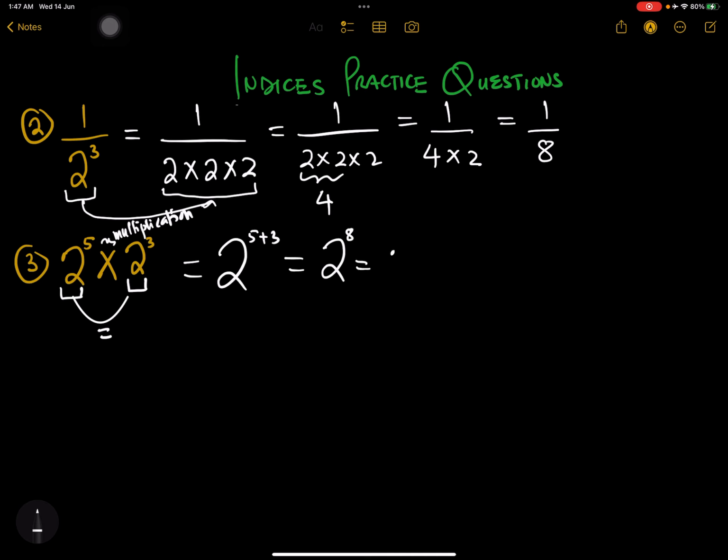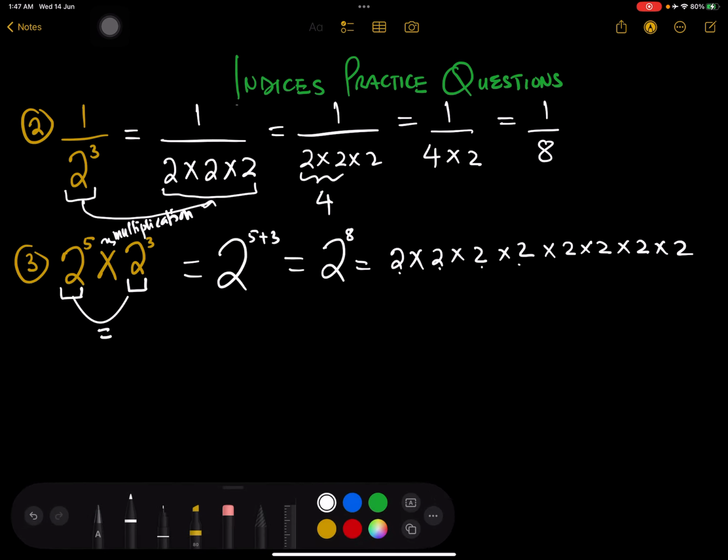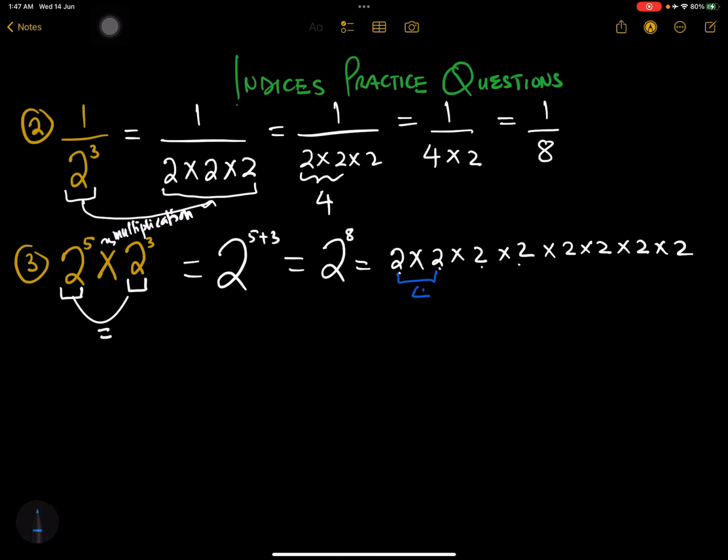What this means is that you're going to have 2 times 2 times 2 and so on, 8 times. Grouping them in pairs, each pair of 2 times 2 gives us 4, so we have four 4s, and don't forget the multiplication signs. Now, 4 times 4 gives us 16, and this also gives us 16. I think the answer is 256, but let's look at how we arrive at that.